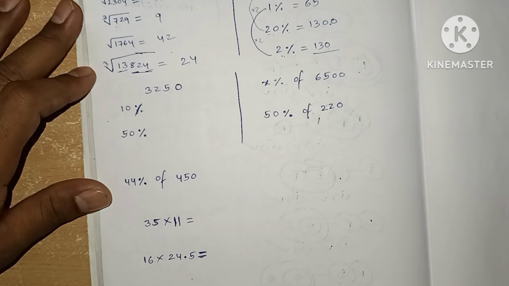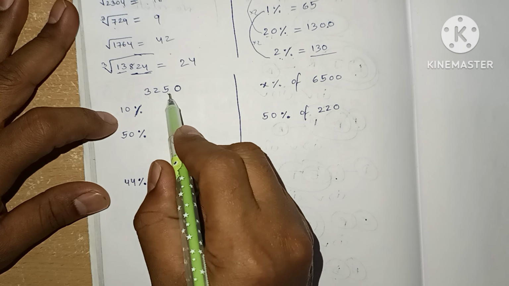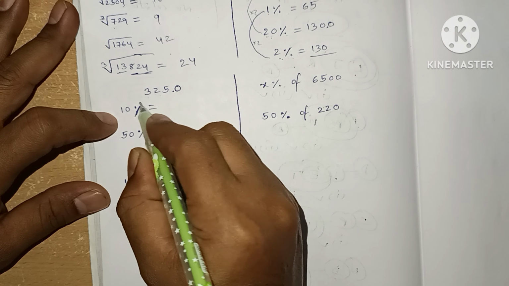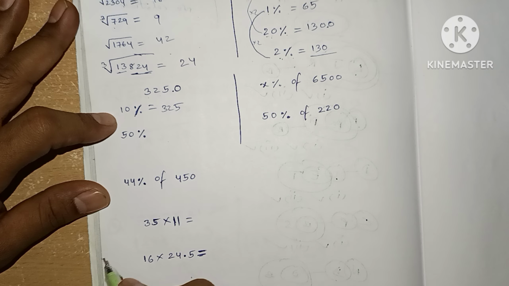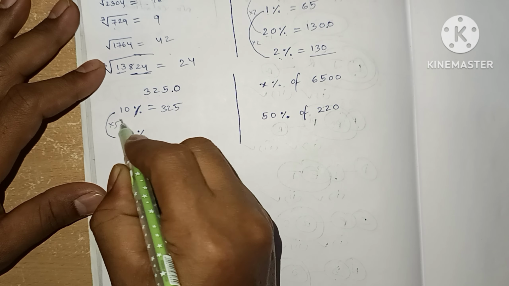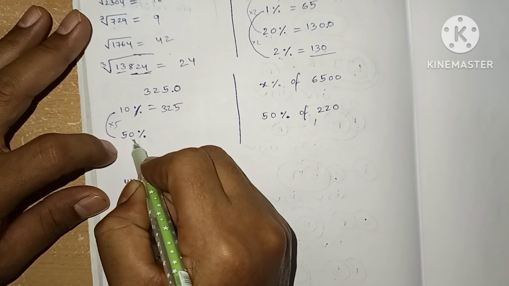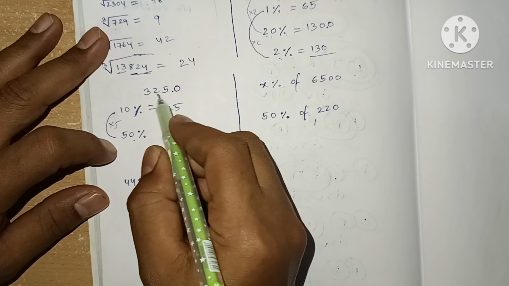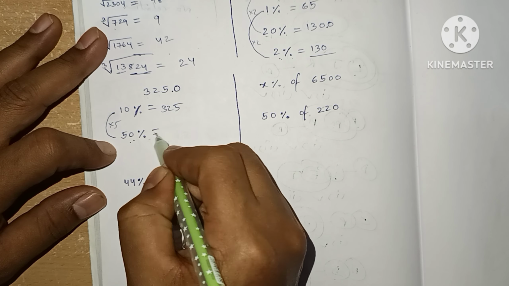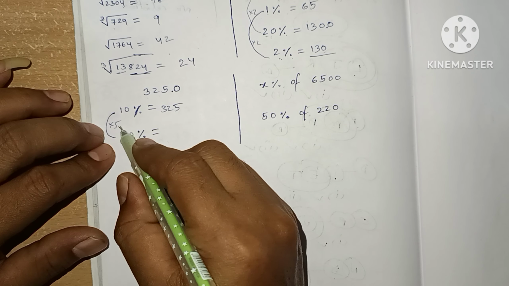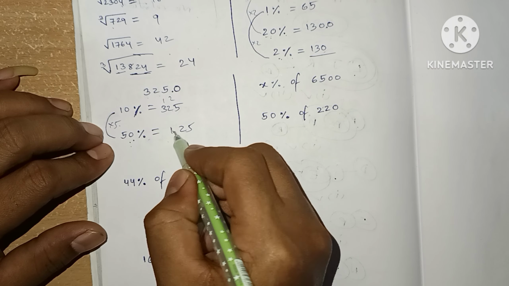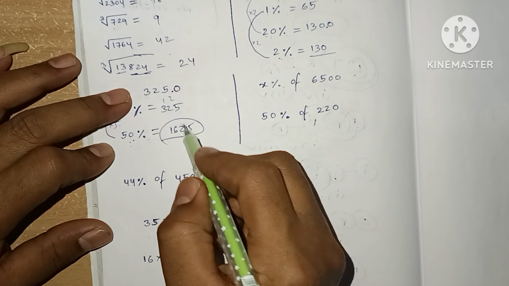Okay, let's see some more. What is 10% of 3250? Placing the point after one digit, we get 325. Okay, what will be 50%? Either we can calculate it as 5 times, or else 50% means half of this one. 100% is 3250, and half of 3250 is 50%. So 5 times of 325: 5 times 5 is 25, 5 2 times is 10, 12, 5 3 times is 15, 16. So 1625. Half of this one is also this.